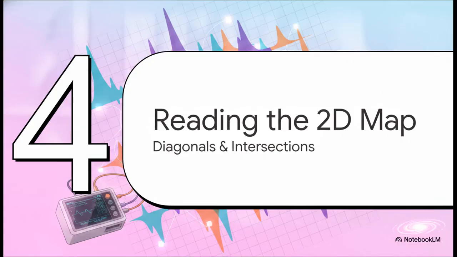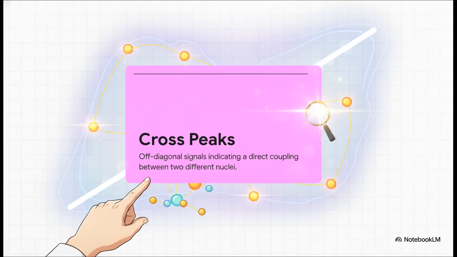So we've got our data. Let's move to Section 4, reading the 2D map, specifically looking at diagonals and intersections. When you're staring at a homonuclear 2D spectrum, you're always going to see a main diagonal line running straight through the center of the map, right where the frequencies of the X and Y axis are identical. Honestly, those just correspond to your standard 1D chemical shifts.